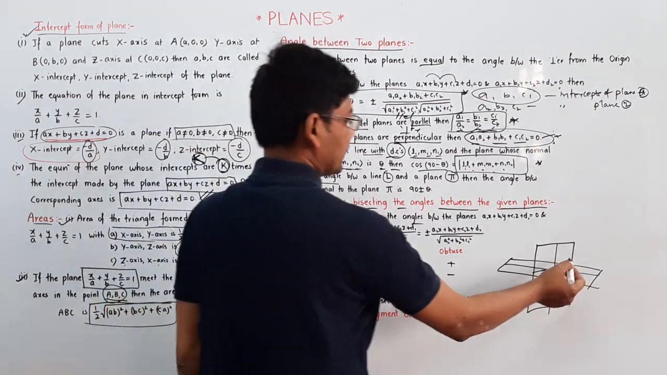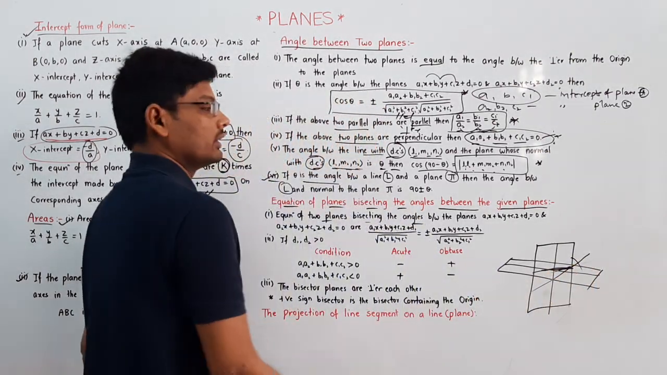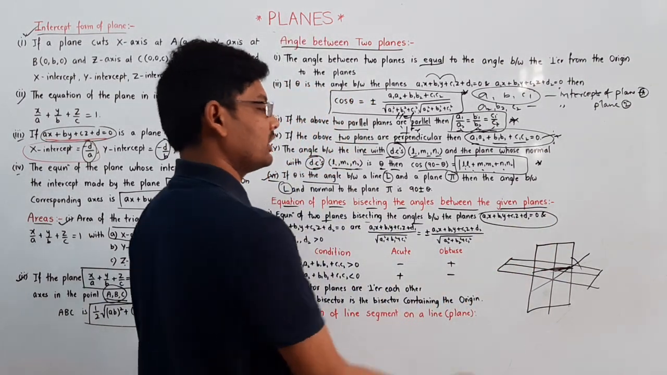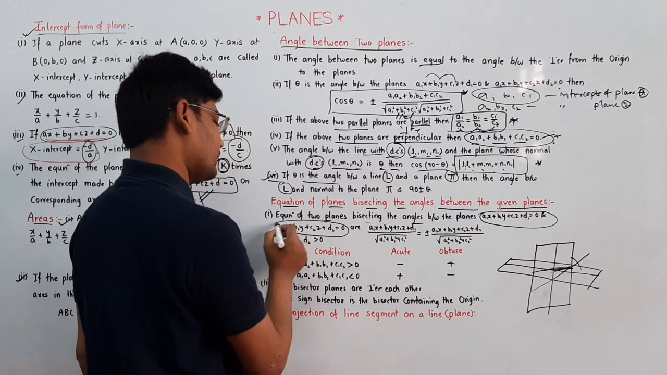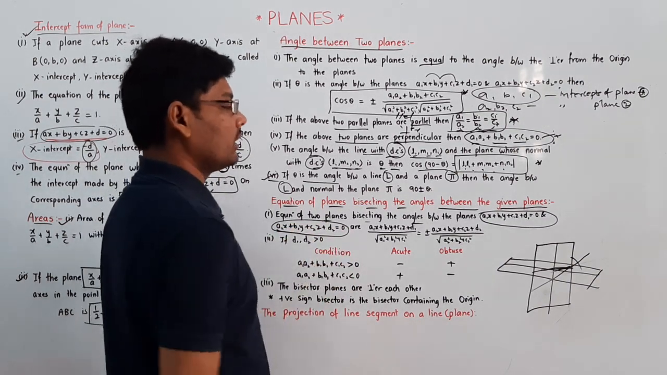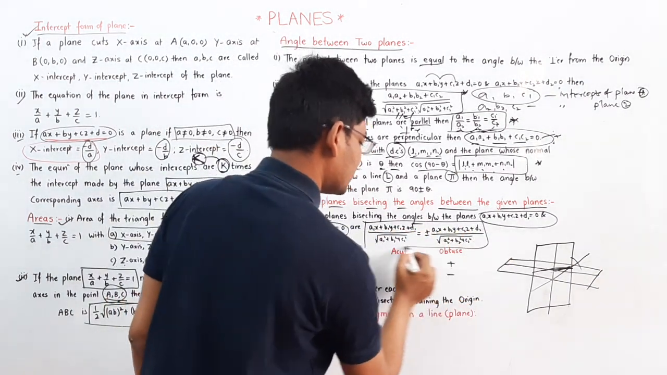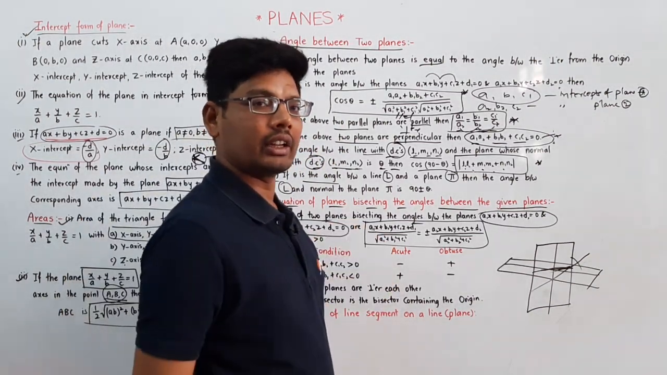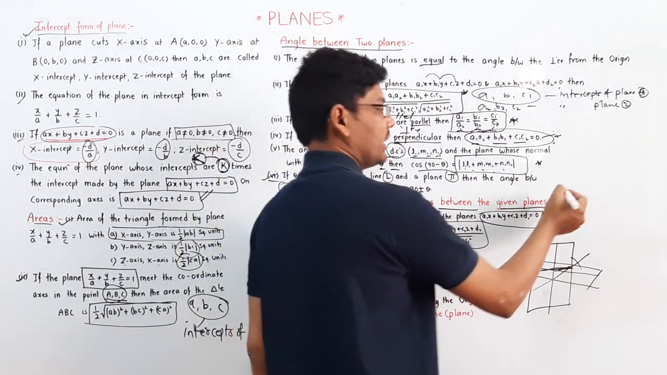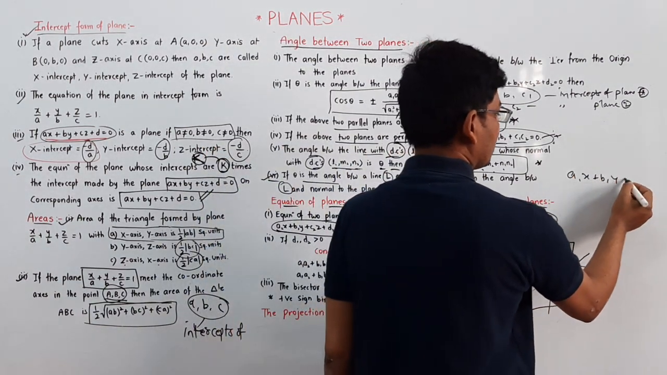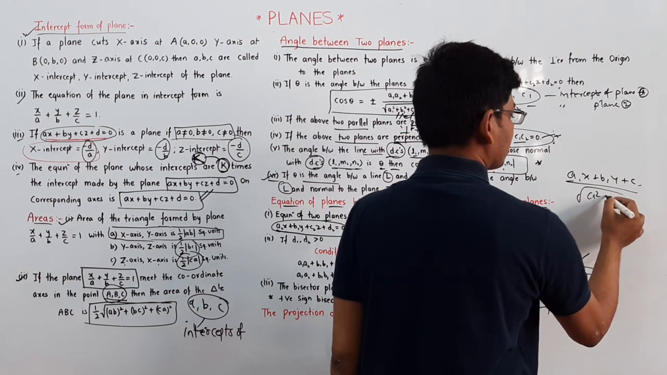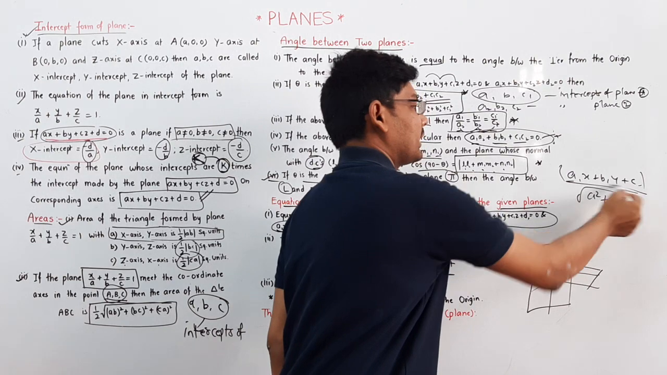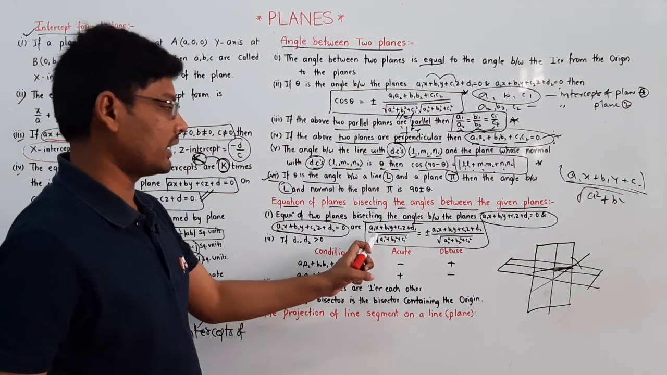Bisecting is nothing but equally dividing the angle between the two planes a1x plus b1y plus c1z plus d1 equals 0 and a2x plus b2y plus c2z plus d2 equals 0. Then the formula for this is a remembering formula. Already we know the perpendicular from a point to a straight line, which we learned in the straight line chapter: a1x plus b1y plus c1 by modulus of square root of a square plus b square. This is the formula for the perpendicular distance for a straight line.